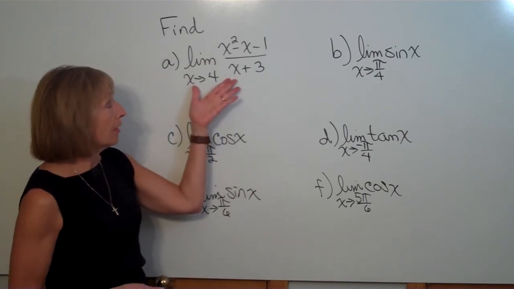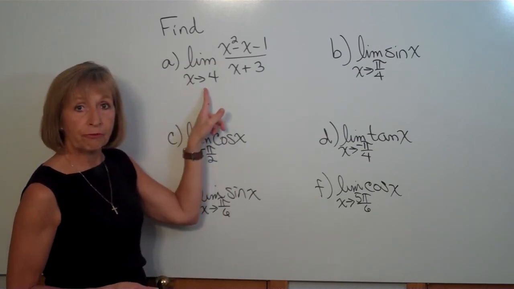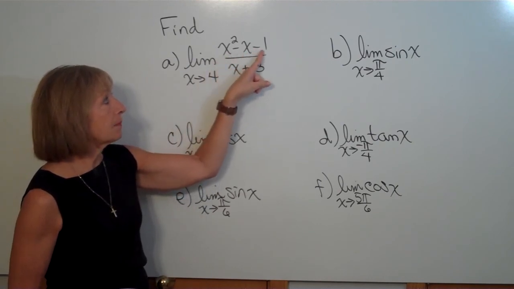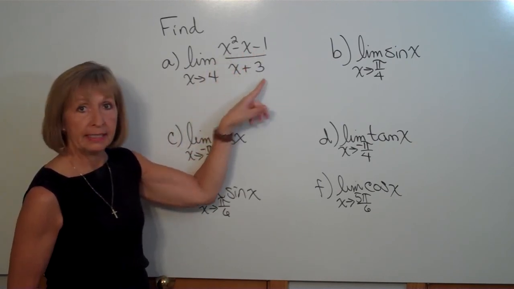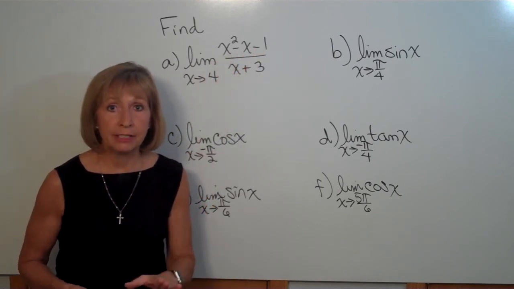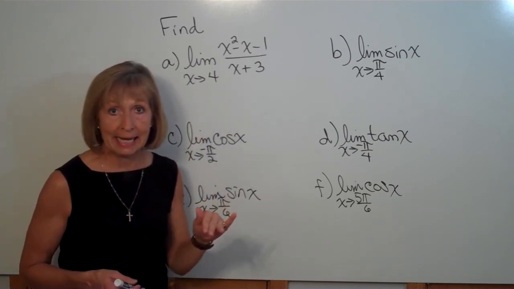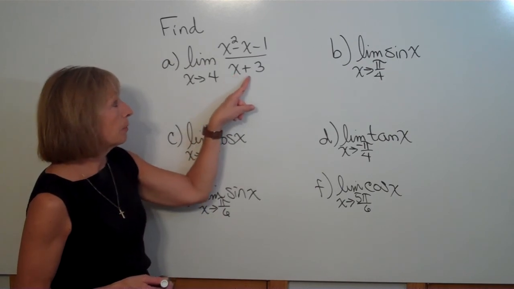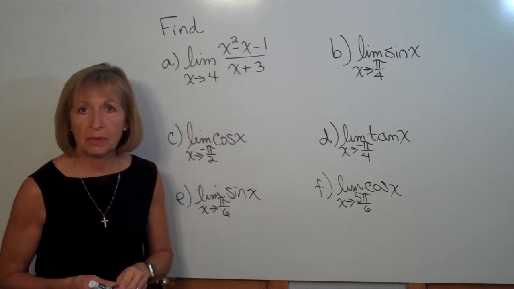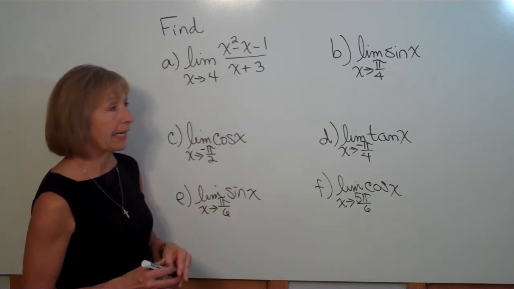The first one, part A, is the limit as x approaches 4 of x squared minus x minus 1 over x plus 3. Now the first thing I look at is to make sure that the value that x is approaching does not make the denominator 0. Well, 4 plus 3 is 7. I don't have any trouble with having a 0 in the denominator.